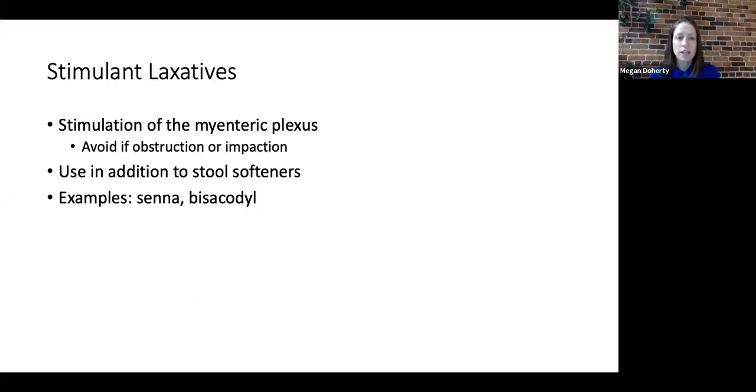The second class I will talk about is stimulant laxatives. These work by stimulating the myenteric plexus. So this theoretically induces increased bowel motility. However, we should avoid these if there is a suspicion of GI obstruction or impaction, because they will just be pushing against a fixed obstruction, which will be painful.